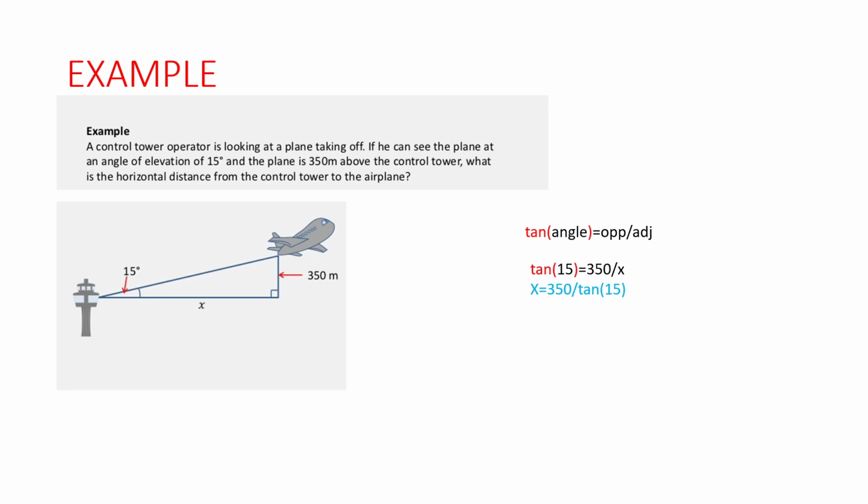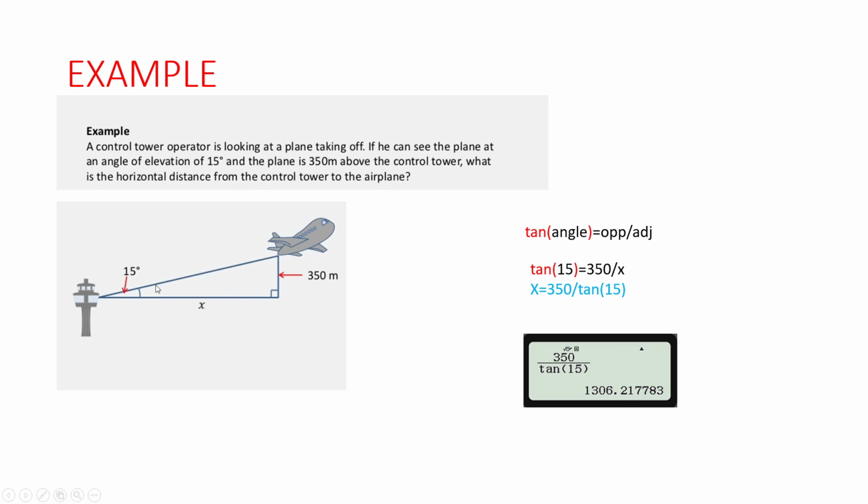Now let's substitute. The angle is 15, so tan 15 equals 350 over x, which is the adjacent. So that's the angle, that's the opposite side, and between the angle and the 90 degrees is called the adjacent, and that's the hypotenuse. Let's find x. We write it down on the calculator, and x is equal to 1306.2, rounded off to 1 decimal place. Don't forget to write meters.